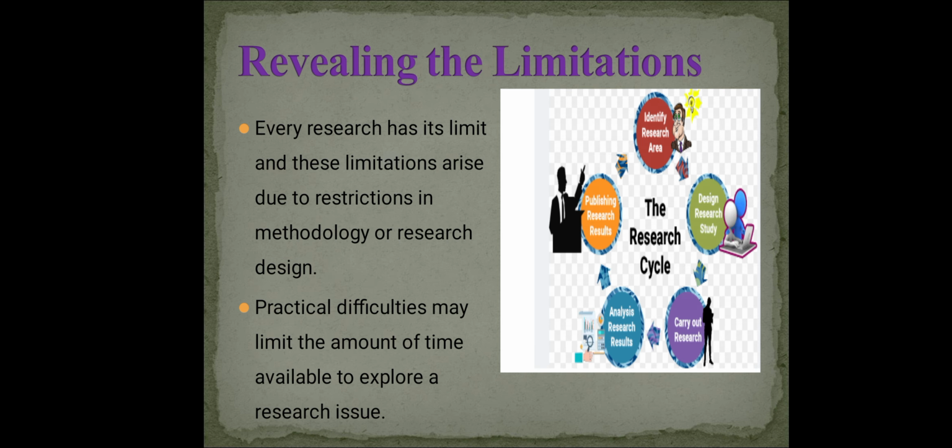The research cycle. When you speak about the research cycle, the first thing is to identify the research area where you want to conduct research. So the first thing a researcher has to identify is the research area, then he has to design the research study. After designing the research study, he has to carry out his research. After carrying out the research, based upon the data collected, he has to go for an analysis of the research and come out with the result. And whatever results come out will be published as research work.